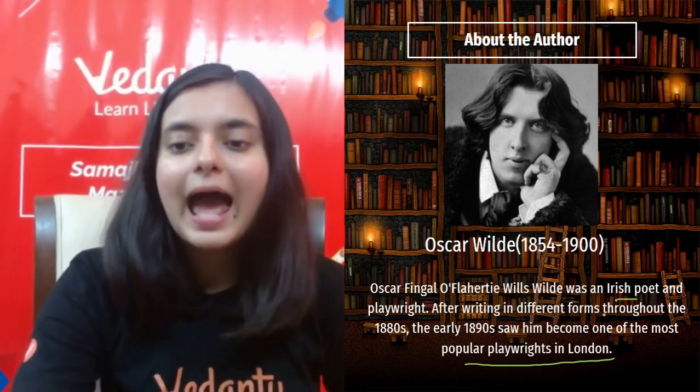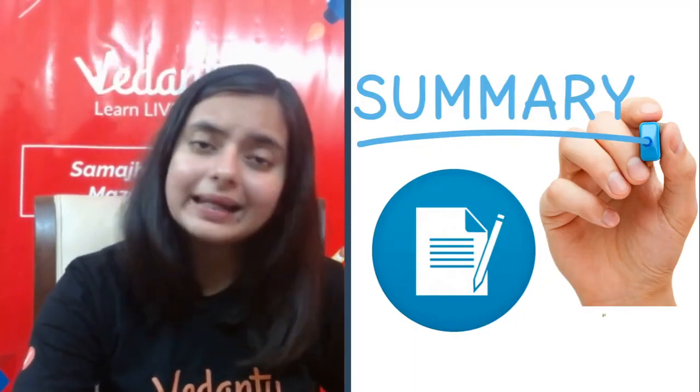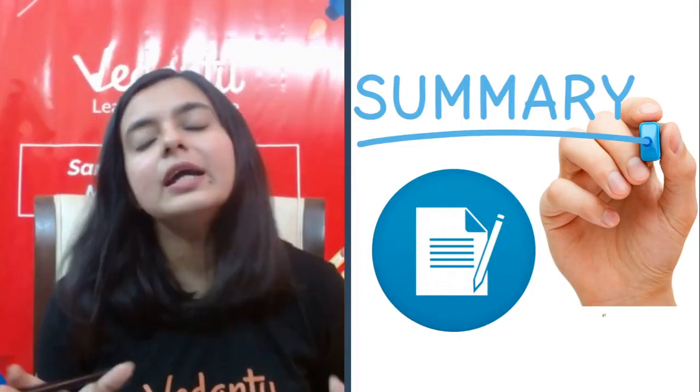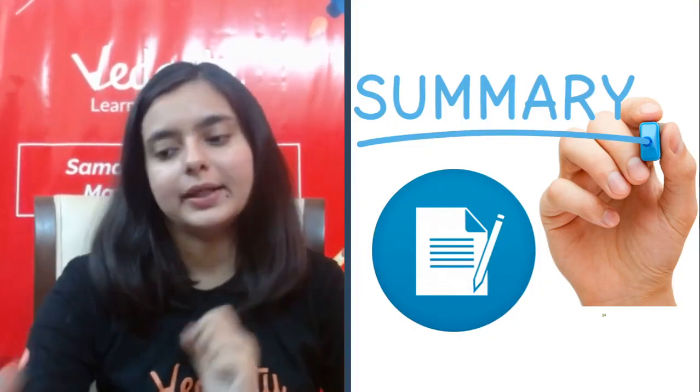Now, Oscar Wilde was an Irish poet and a playwright. He also has written many plays. After writing in different forms throughout the 1880s, the early 1890s saw him become one of the most popular playwrights in London. So he is definitely a famous playwright. All right, and now we would be delving into the summary of this wonderful story.